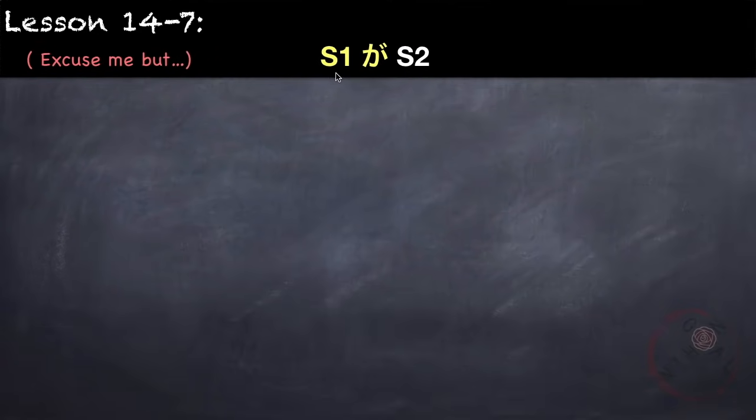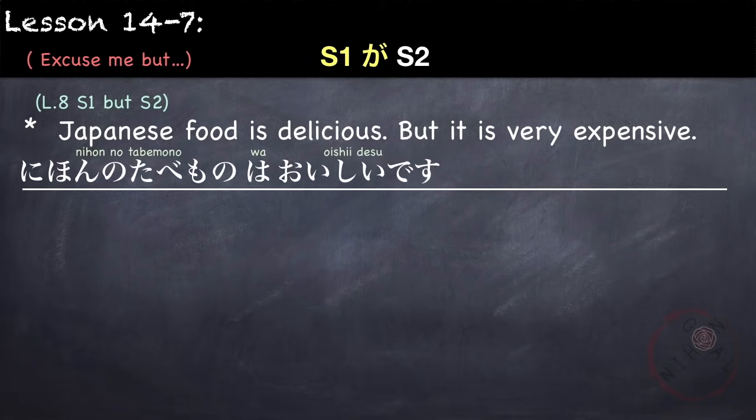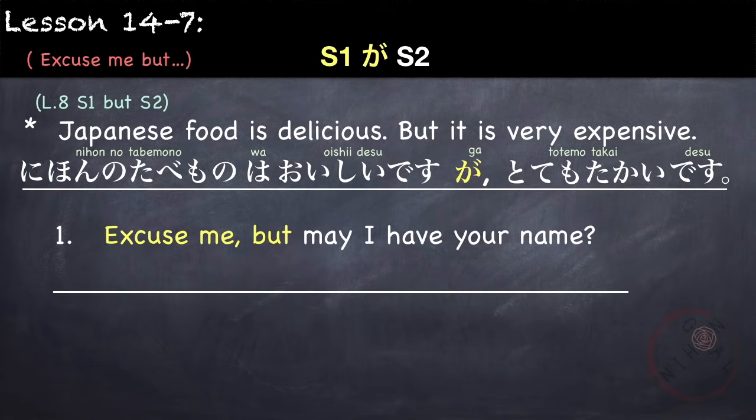Next is the pattern S1 が S2. In lesson 8, we've learned that ga is also used to connect two sentences. For example, Japanese food is delicious, but it is very expensive. 日本の食べ物は美味しいですが、とても高いです. In lesson 14, ga is attached to the word excuse me, which are 失礼します or 失礼 or すみません as an opening line to get the listener's attention when you are asking for a favor. For example, Excuse me, but may I have your name?